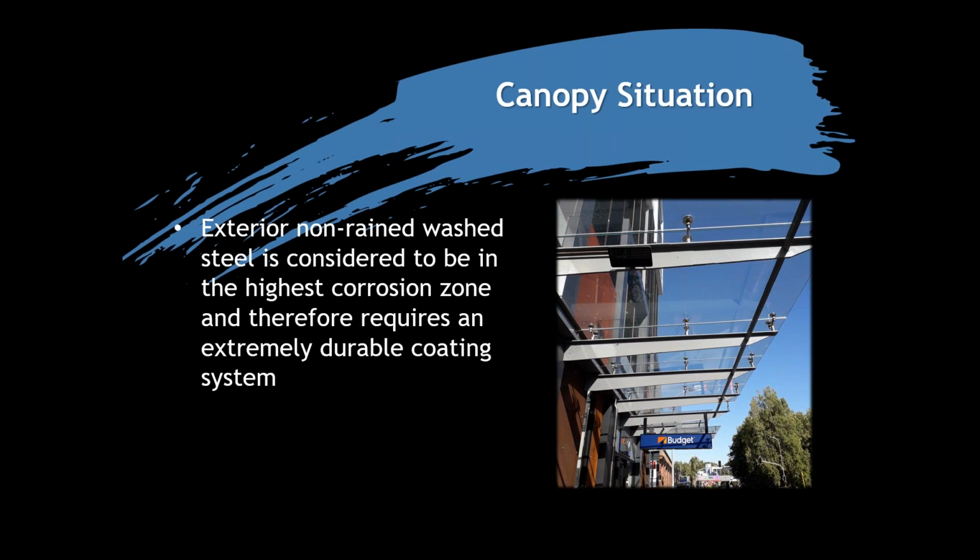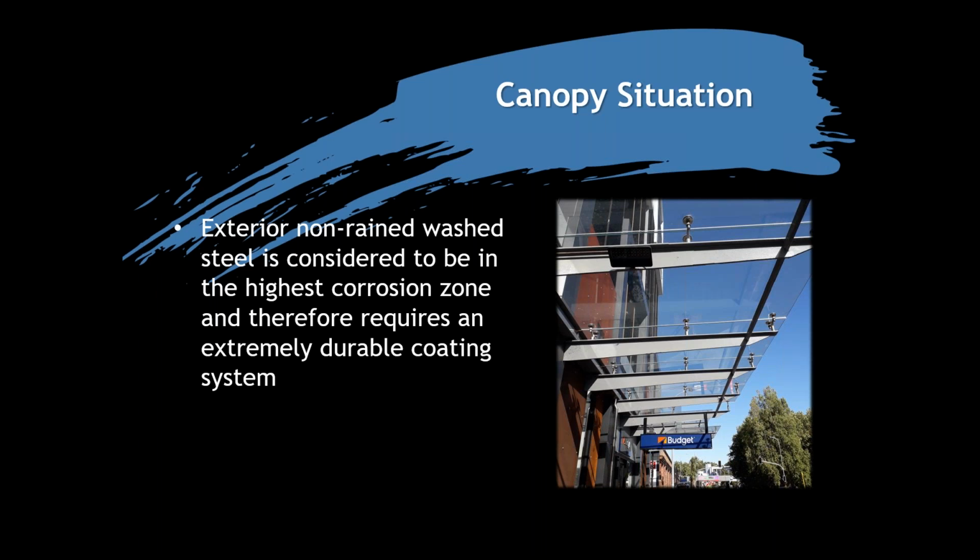One point that comes up fairly regularly is canopy situations. This catches people out quite often, actually. Exterior non-rain-washed steel is actually in the highest corrosion zone. We want things to be rain washed in exterior situations because it quite simply washes away all of the contamination on the surface, and particularly salt deposits. So in a canopy situation, we're always going to give you the most durable coating system we can.